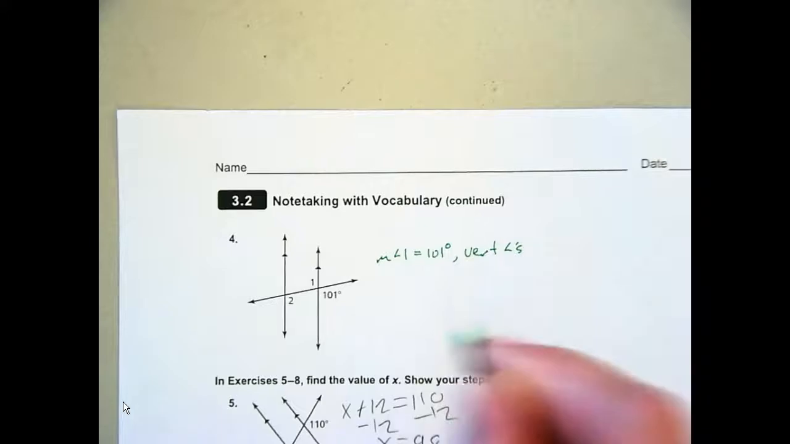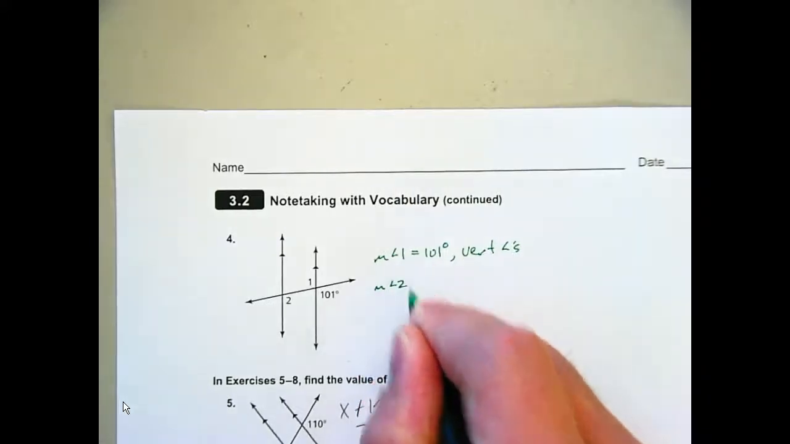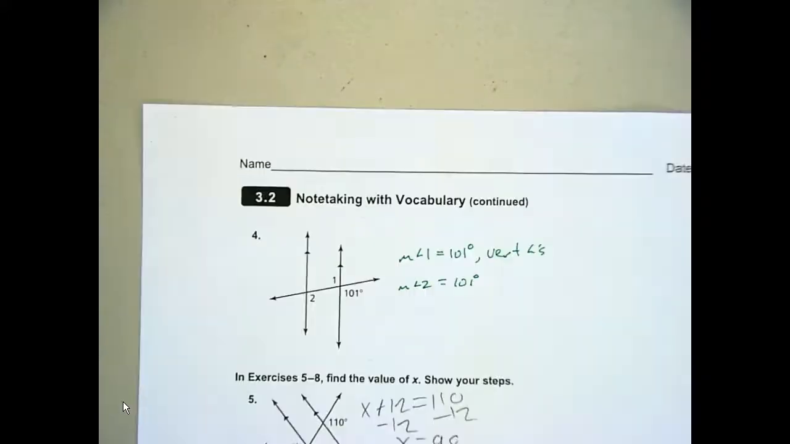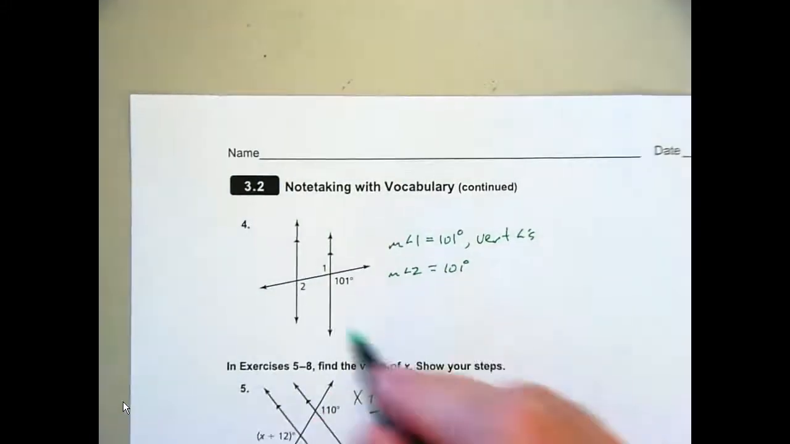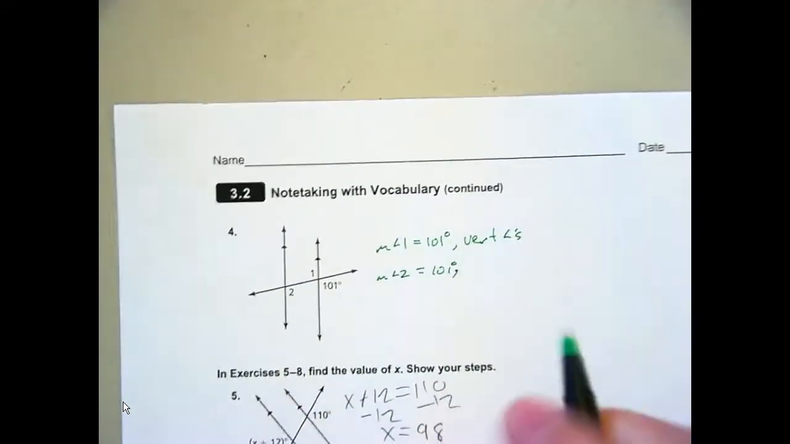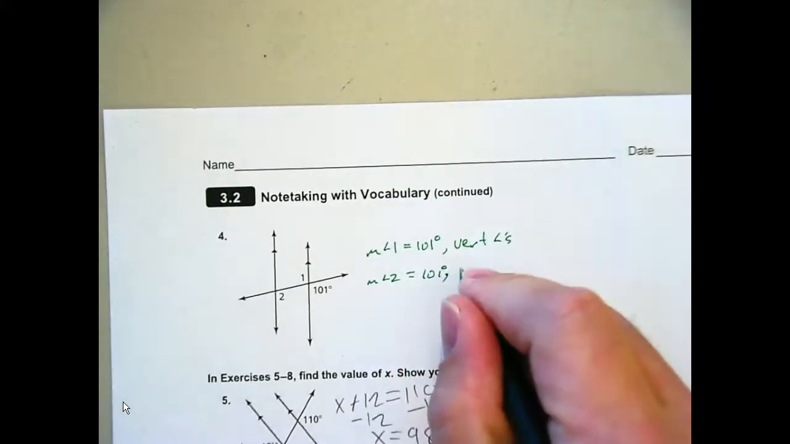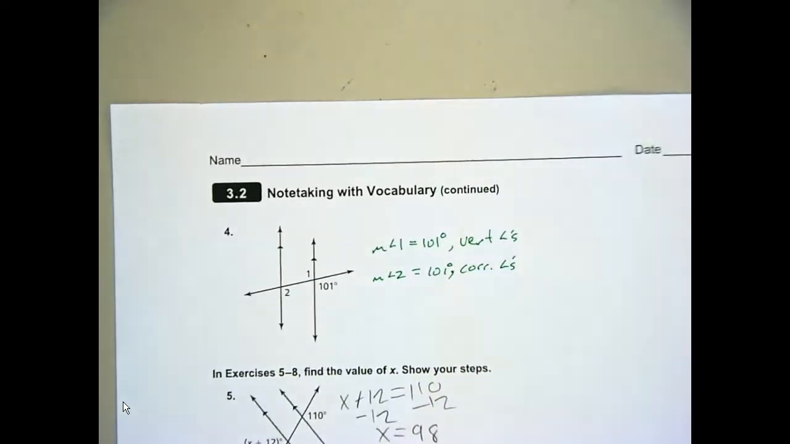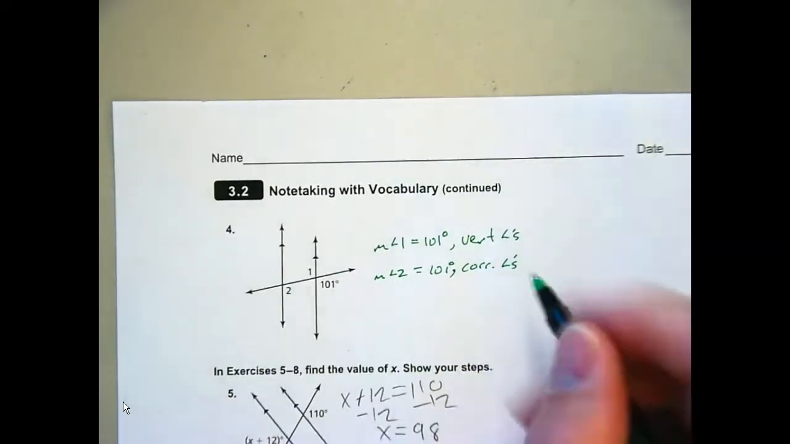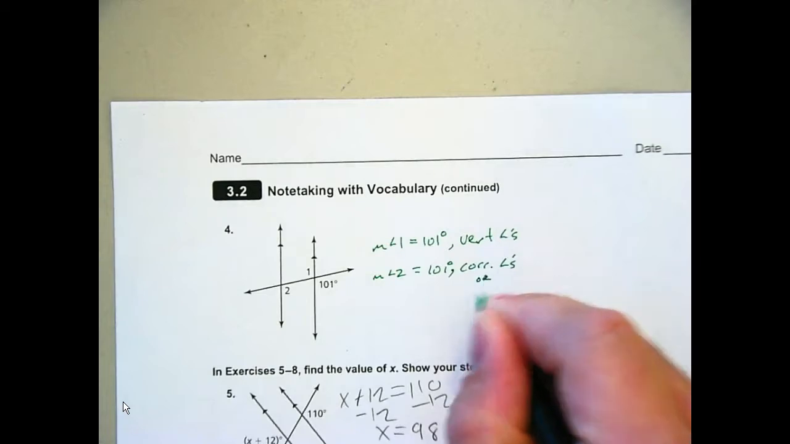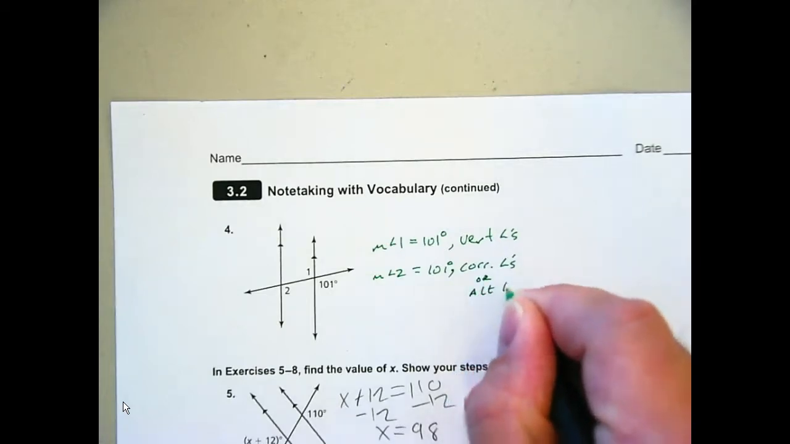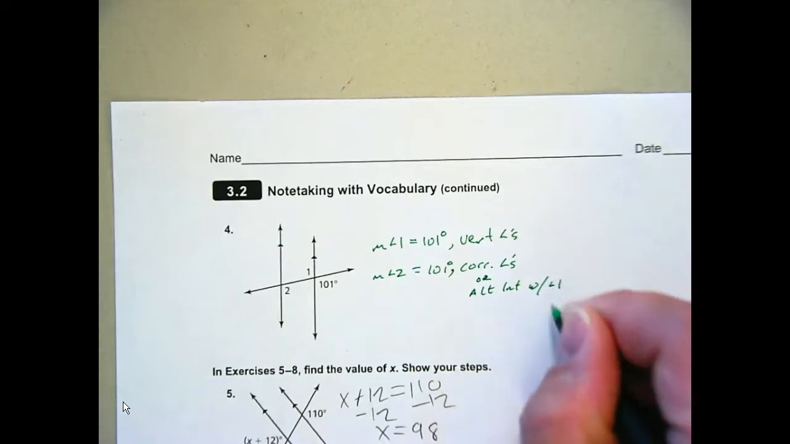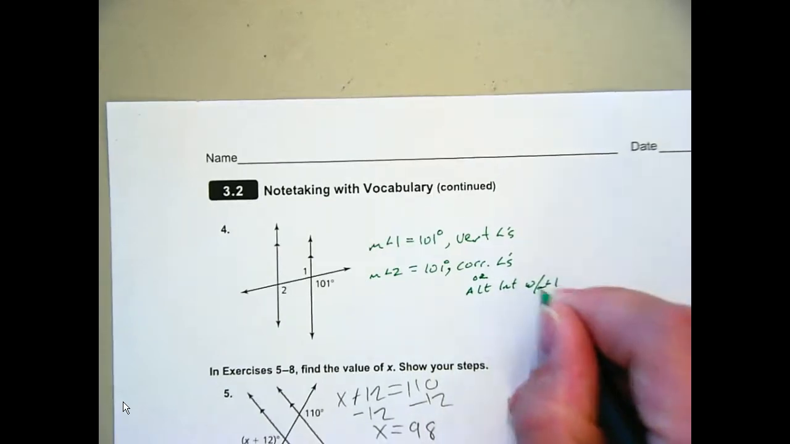Okay, and how about measure of angle 2? 101? Excuse me. Man, I'm allergic to 101. Okay, by? The corresponding angle. All right, could you use another one? You could use alternate interior also, with angle 1. Measure of angle 1 there.